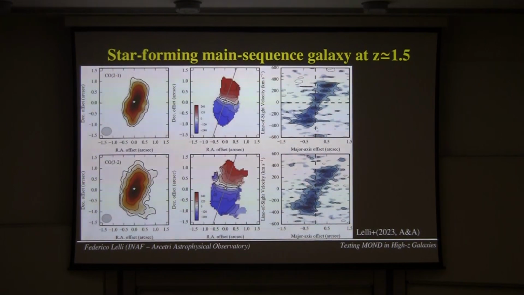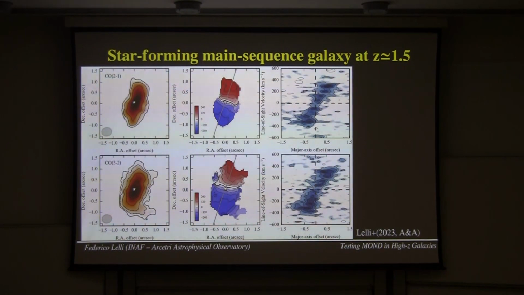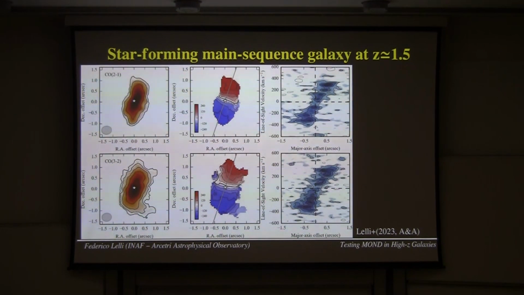So this is actually the first galaxy in more detail. This is CO 2 to 1 and CO 3 to 2. These are the intensity maps. These are the velocity fields. So clearly these are rotating disks. And on the right you see the so-called position-velocity diagram.